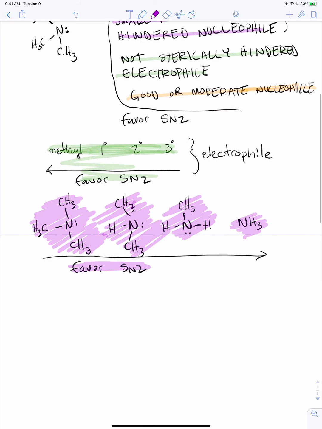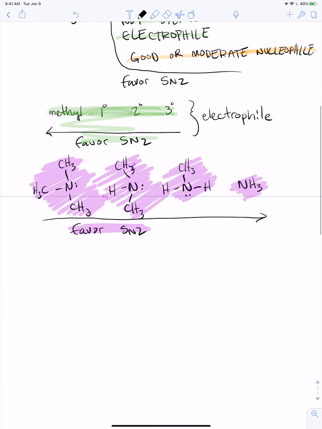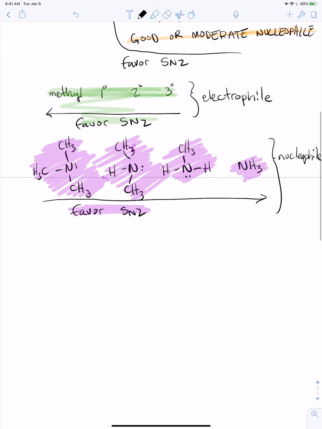Okay. And then good or moderate nucleophile, you'll have to go back and look at your nucleophile list for that. But like, let's look at some. So here we're talking about the nucleophile. We can look at some other nucleophiles.